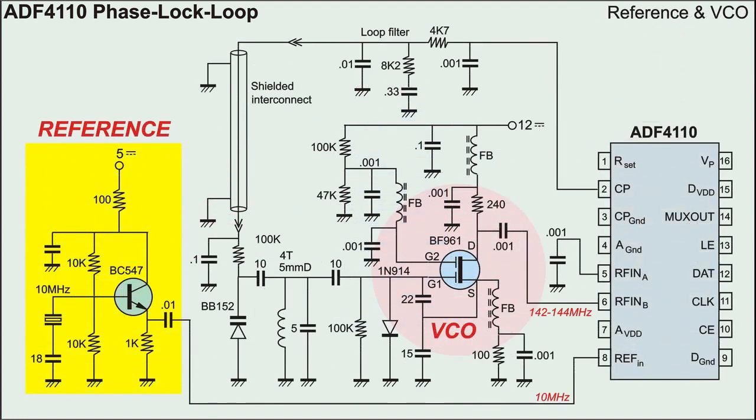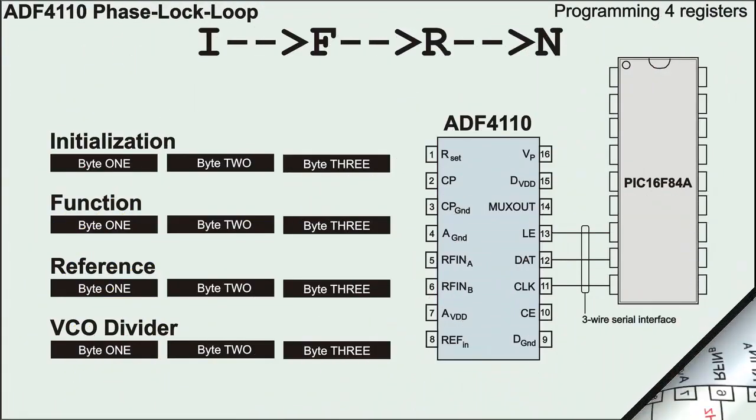BC547 is used to generate reference frequency at 10 MHz and the BF961 is used to generate VCO around 144 MHz. The PIC will write 4 types of 24-bit information called IFR and N to the phase lock loop. I stands for information, F for function, R for reference, and N for VCO divider.